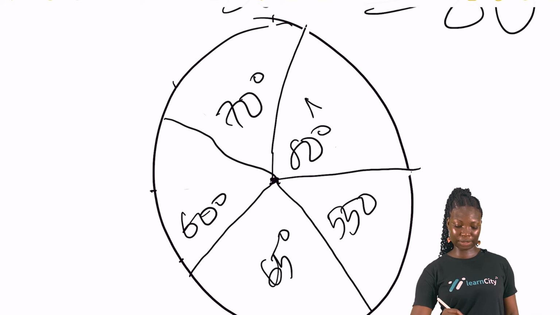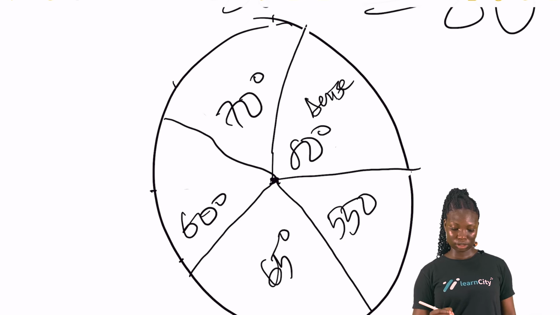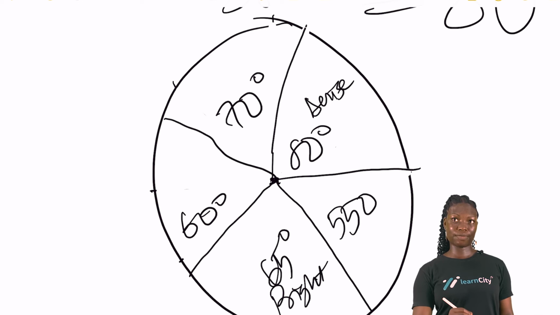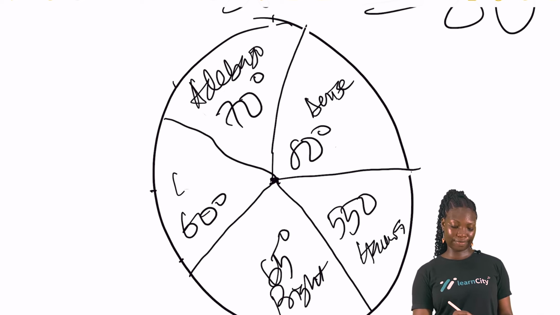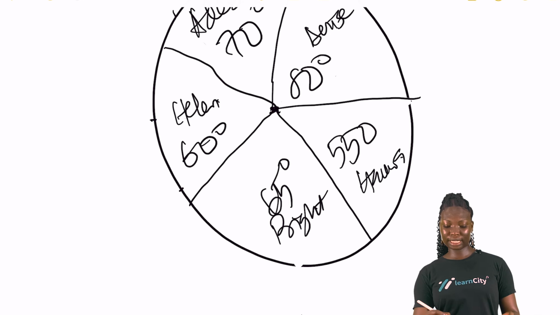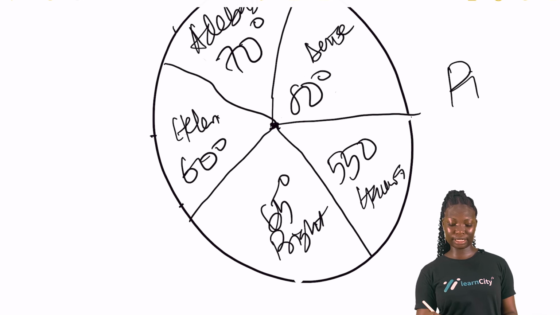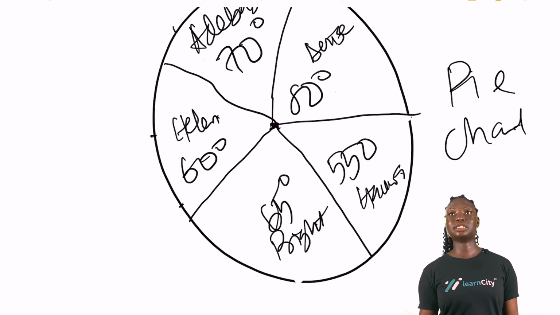So here we have Dennis, we have Bright, we have Adebayo, we have Awa, and we have Ellen. So this is our pie chart.